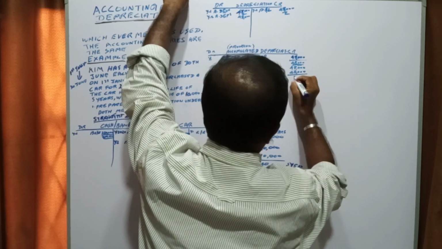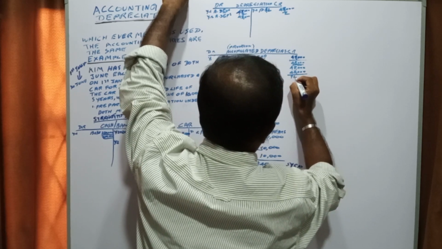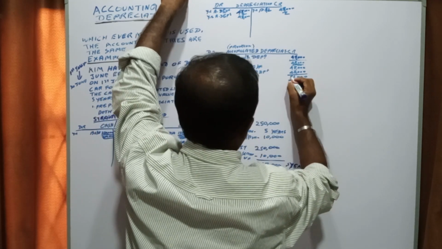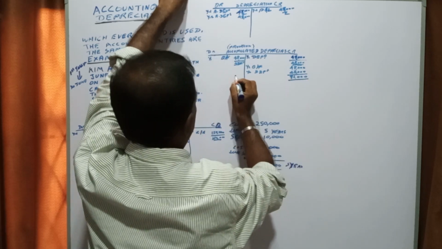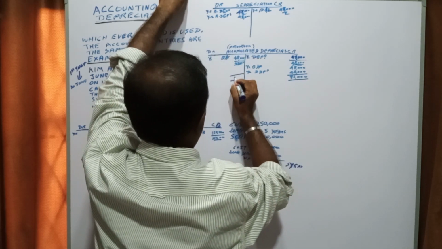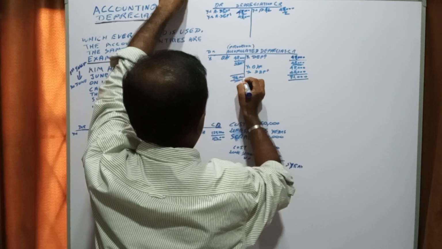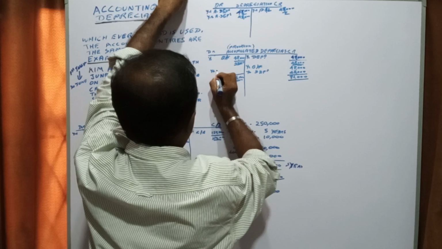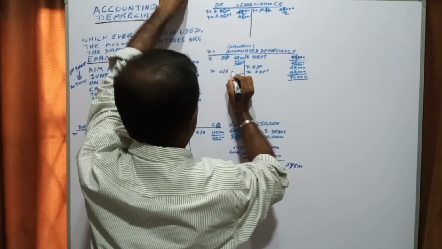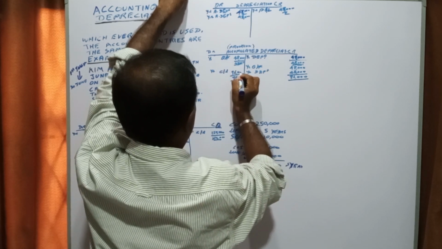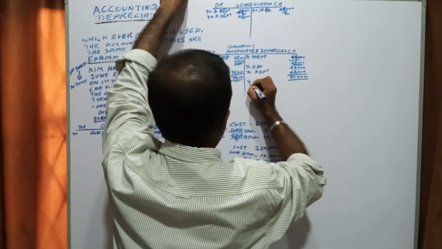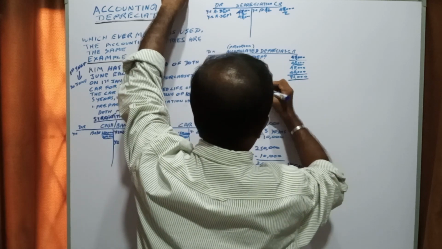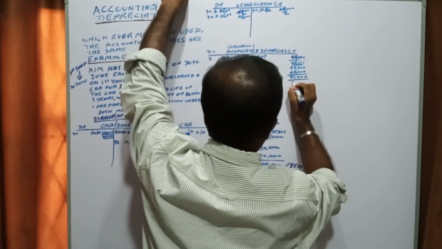Balance sheet 96,000. Here also 96,000. Balance year 2 carried down, balance 96,000. Year 3 brought forward balance 96,000.